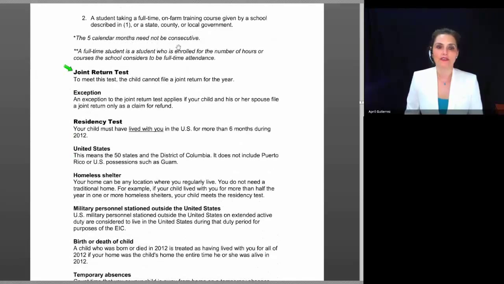And do note that that is full-time, not half-time, because when we're talking about the education credits, in order to claim the American Opportunity Credit, the student must be half-time or better. But in order for a child to qualify for the earned income credit, when that child is age 19 but less than 24, that child has to be full-time.